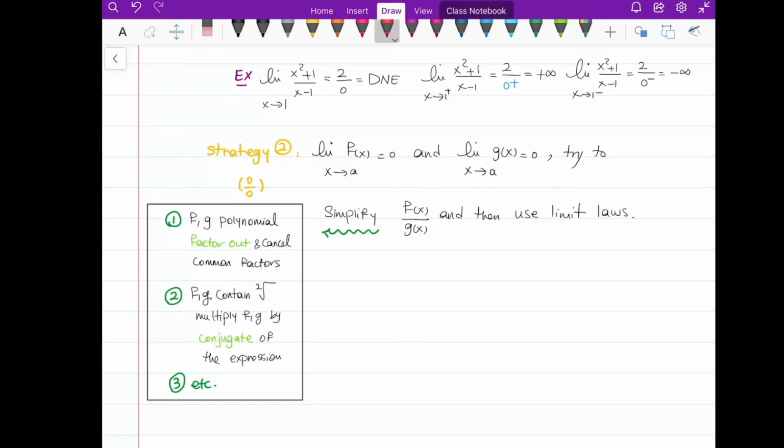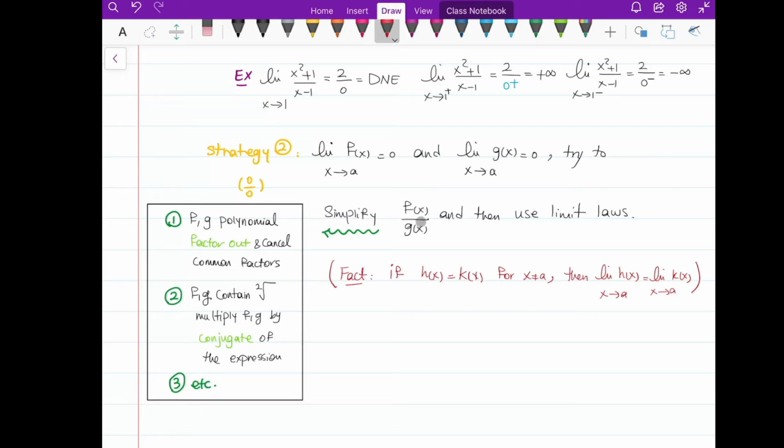And let me give you a fact. The fact is that if we have 2 functions, h of x and k of x, that are equal for everywhere except just one point, then the limits of these 2 are equal to each other when x is getting closer to the point a. So this is the idea behind simplification.